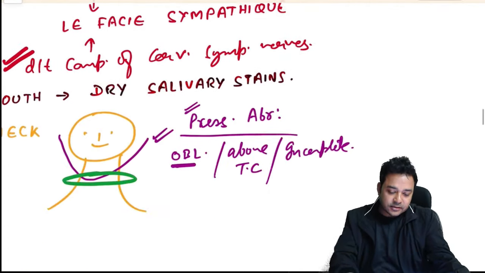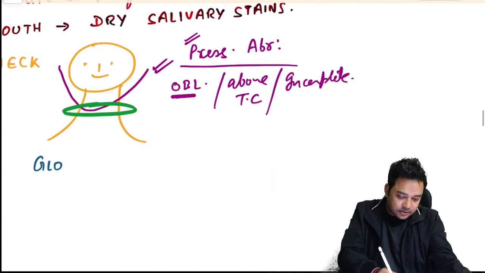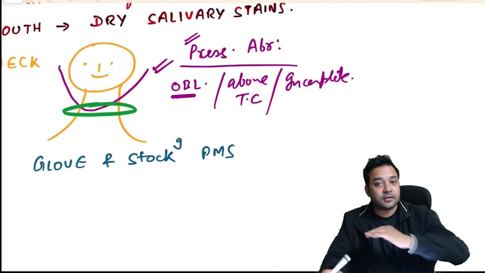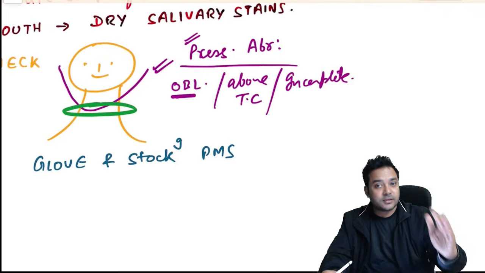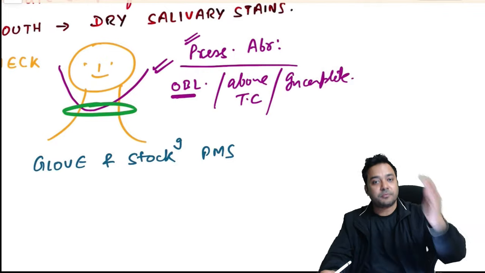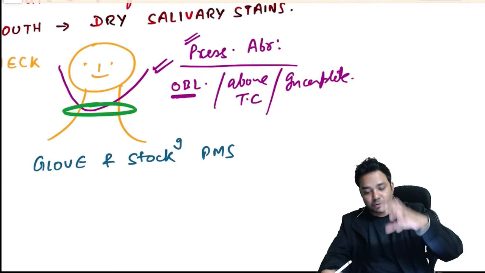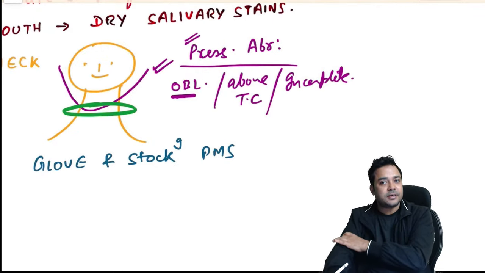What you can get is glove and stocking PMS. This is another important finding, glove and stocking PMS. Is it seen in all hanging cases? Answer is no, never. It is seen in only those cases where the person has remained hanged for at least 8 to 10 hours so that postmortem staining becomes fixed in these areas.